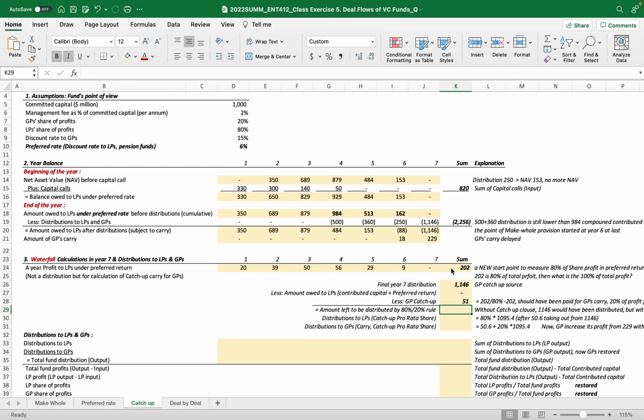Now, the amount left to be distributed by the 80-20% rule. So this minus the last year's distribution. We want to distribute this amount correctly, so that we can make the 80-20% rule. Then here, less the GPs' catch-up of 51, and then we got 1,095. That is the amount left to be distributed by the 80%, 20% rule. Now, let's calculate.